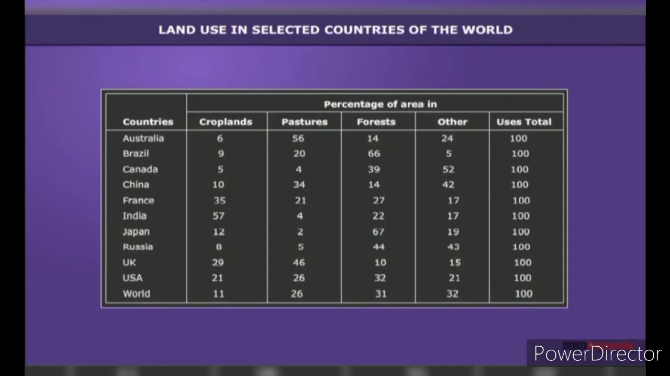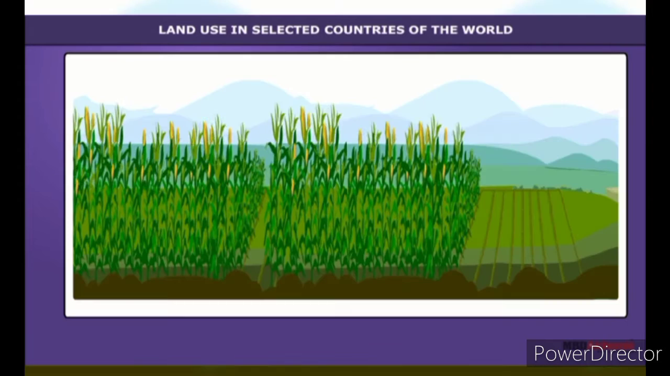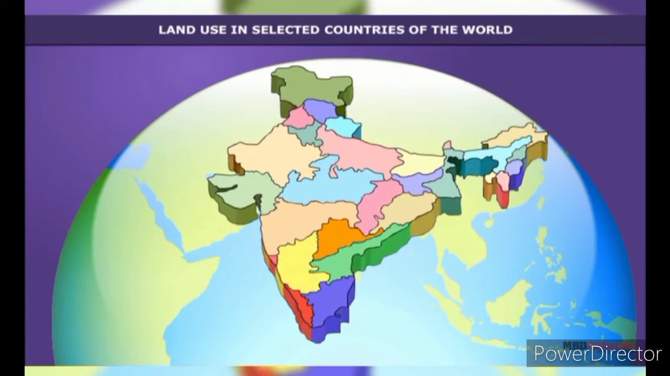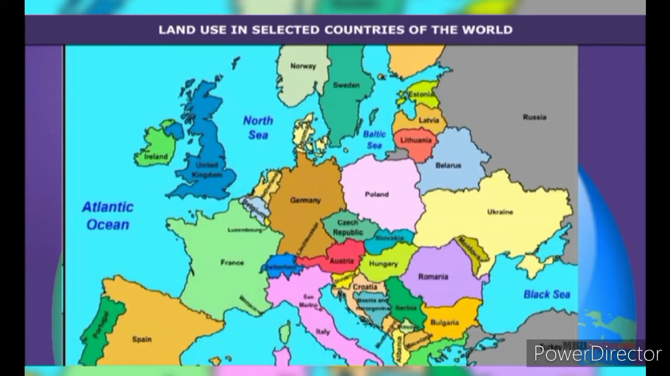The above land use pattern also reveals probable economic activities of the people. For example, agriculture is the dominant occupation of the people in India. Two European countries, France and UK, have a sizable portion of arable land, and agricultural occupations are still very important.